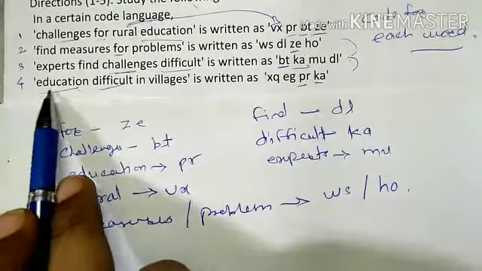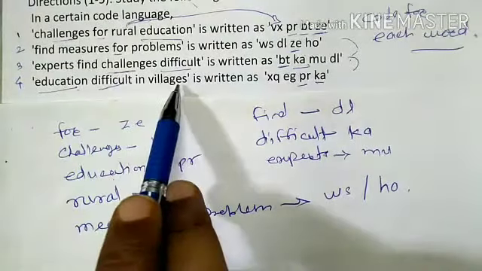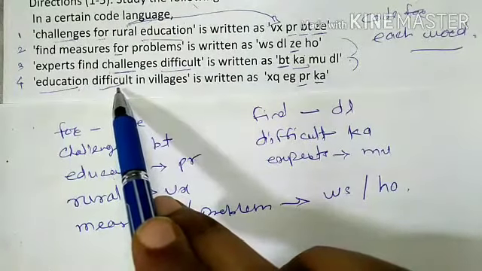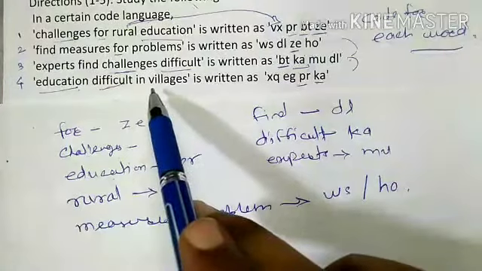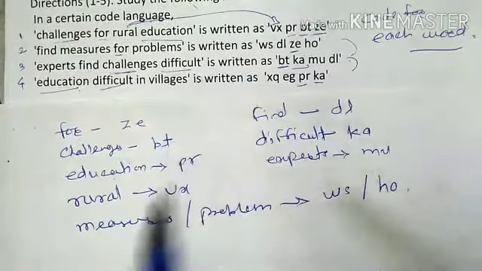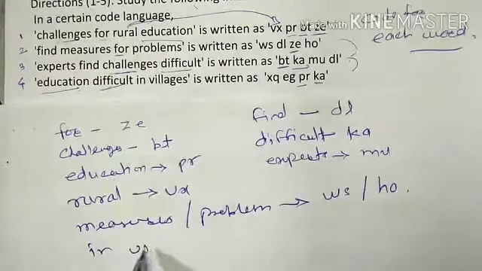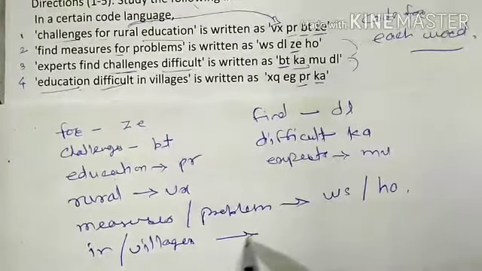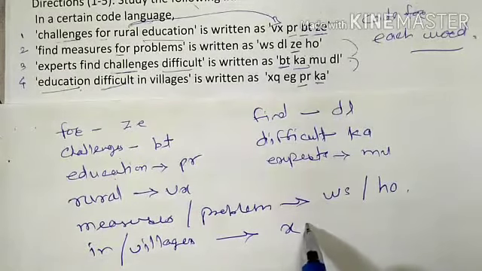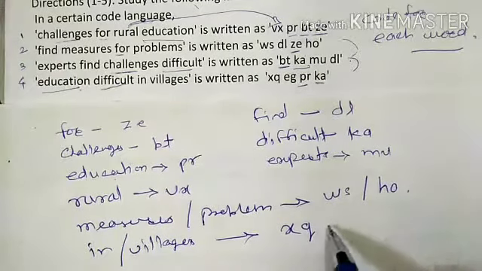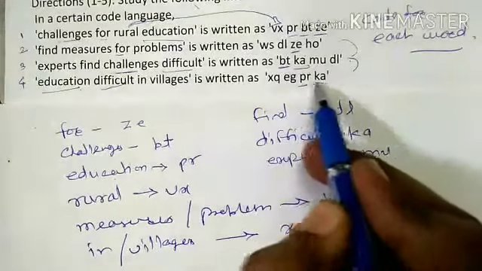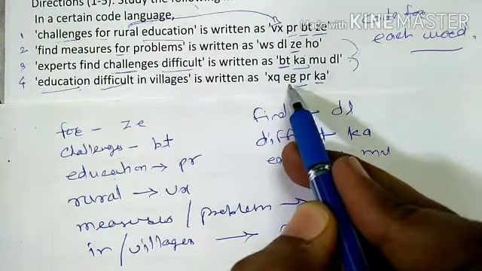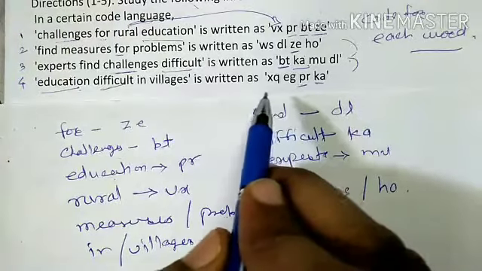Now the message: education difficulty in villages. We have the code for education, also the code for difficult, and there is no code for "in" and "villages". So we will write it down. In or villages may have codes XQ or EG. As PR and K are already allotted, the remaining are XQ and EG. Now we'll move on.